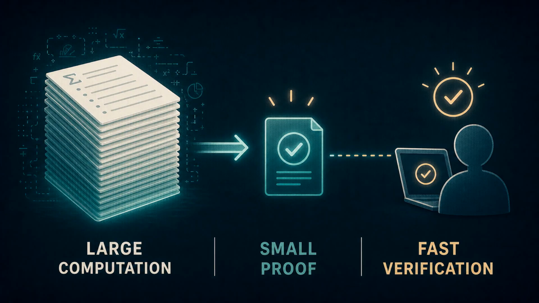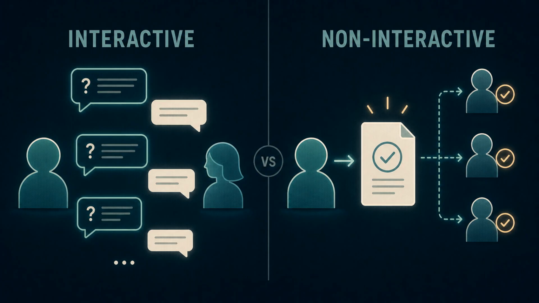Privacy is the obvious use case, but it is not the only one. Zero-knowledge proofs can also help with verification. They can let a small proof stand in for a large computation, so someone can check a result without redoing all the work. The cave story is interactive. Bob asks random questions and Alice responds.